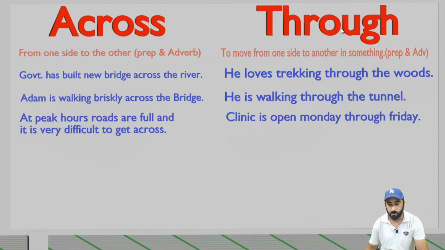Now we have through, to move from one side to another in something, when you are surrounded by particular things such as a forest, jungle, or a tunnel. We have simple examples. He loves trekking through the woods. Through the woods means someone is going in the woods. He is walking through the tunnel. The tunnel is surrounding us, so that's why we use through. Then there was, the clinic is open Monday through Friday. Again, this is used with time. These are some of the simple variations between across and through.